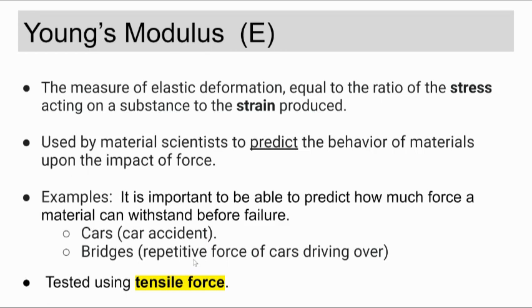So today we're going to explore Young's modulus, or a stress-strain graph, which is a way to mechanically test the properties of a material. Young's modulus is identified as capital E, and it is a measure of the elastic deformation equal to the ratio of the stress acting on a substance to the amount of strain produced. It's used by material scientists to predict the behavior of materials upon the impact of force. And it's very important to be able to predict how much force a material can withstand before failure.